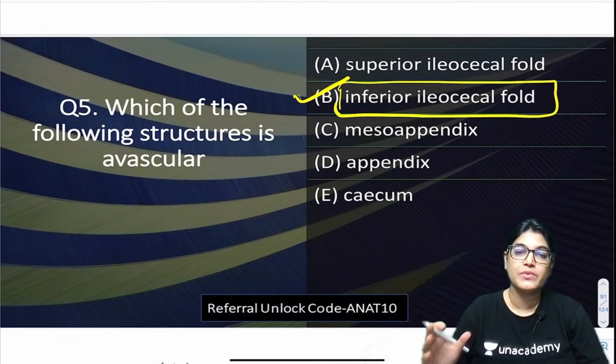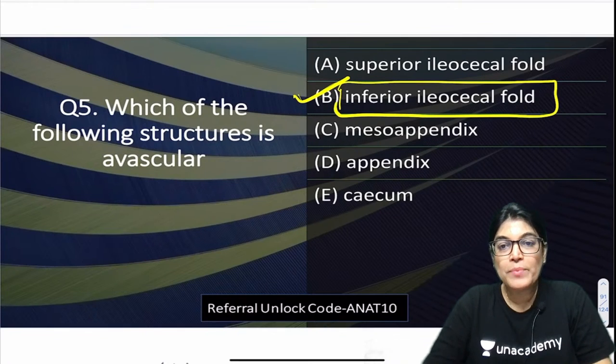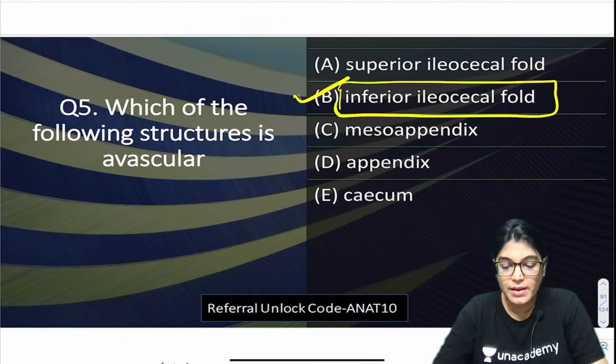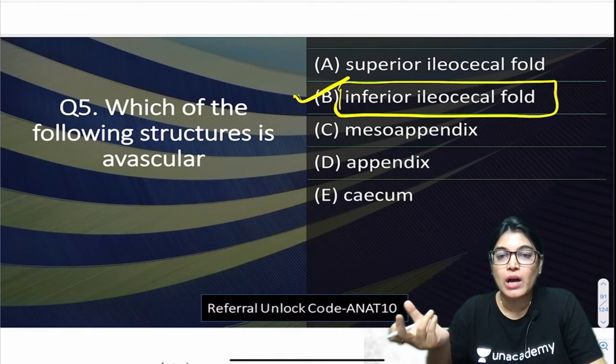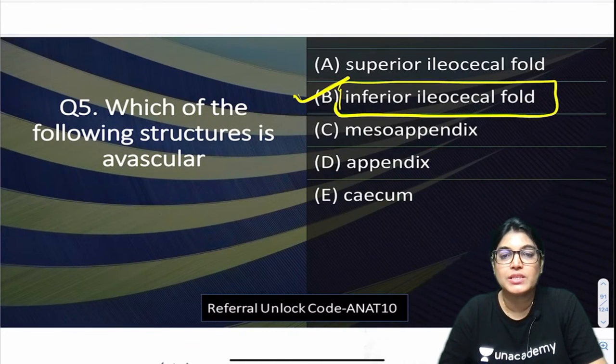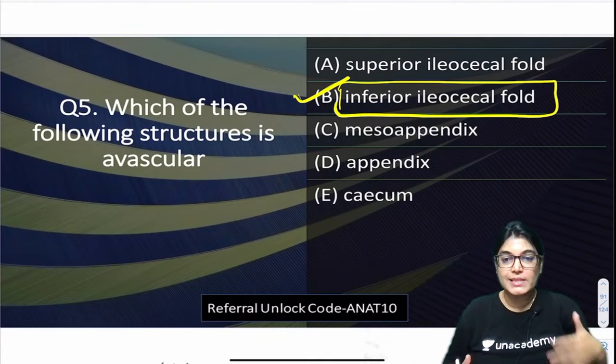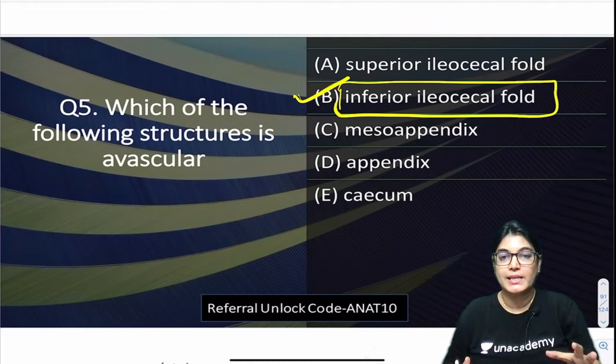All the other options given here, that is appendix, cecum, and superior ileocecal fold, have a proper blood supply. No doubt, the cecum has arterial blood supply from the anterior and posterior cecal arteries. The appendix is supplied by the appendicular artery. The mesoappendix is the peritoneal fold covering the appendix and it also has an arterial supply.